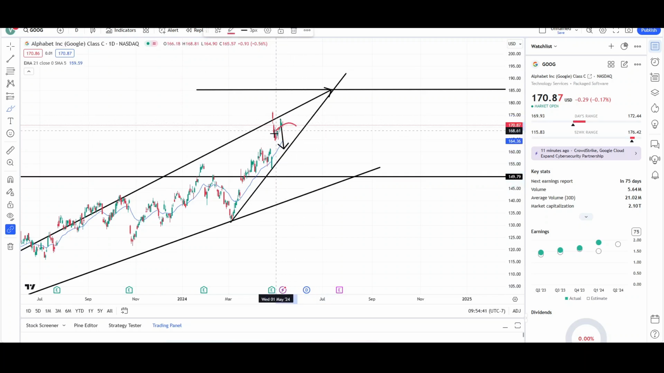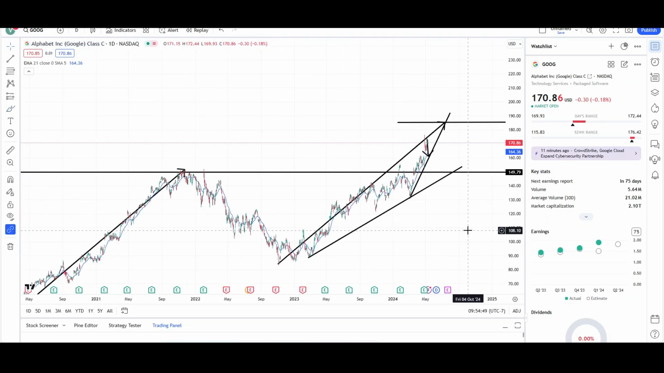As long as we're still in this area right here, this is still bullish territory where we're going to still see higher prices. So Google is most likely going to see higher prices.